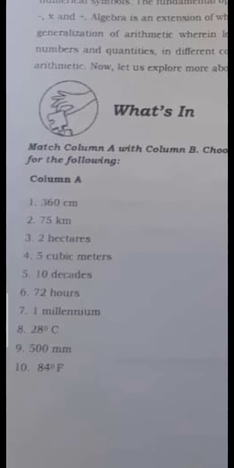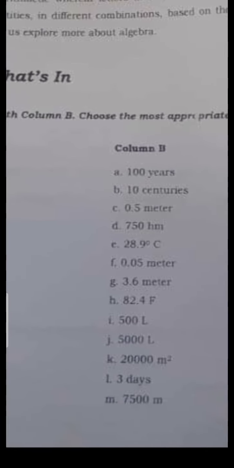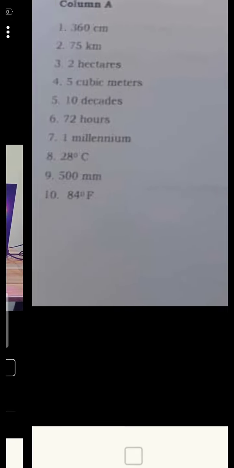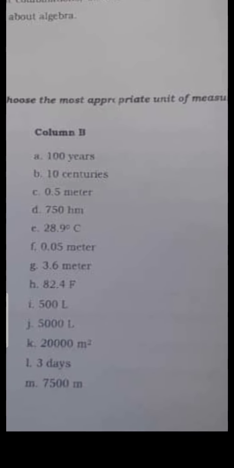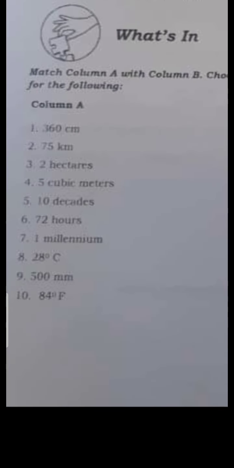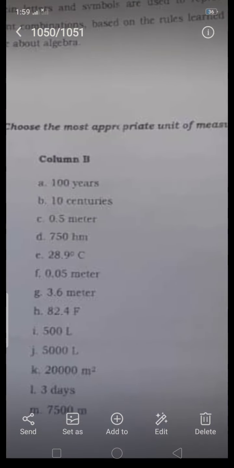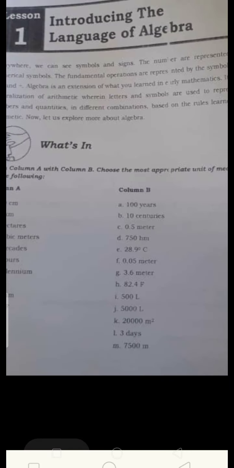Number 2, 75 kilometers. So, 1 kilometer equivalent to 1,000 meters. So, wala bang 7,500 meters dito? Wala. Then, let's proceed to 1 kilometer is equivalent to 10 hectometers. Hecto is yung H at saka M. That is hectometer. So, since walang meters, ang HM ang meron dito. So, yun ang gagamitin natin.